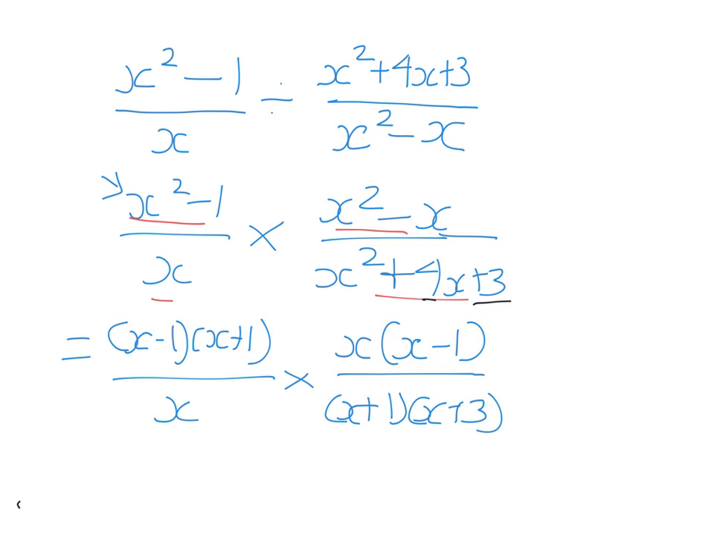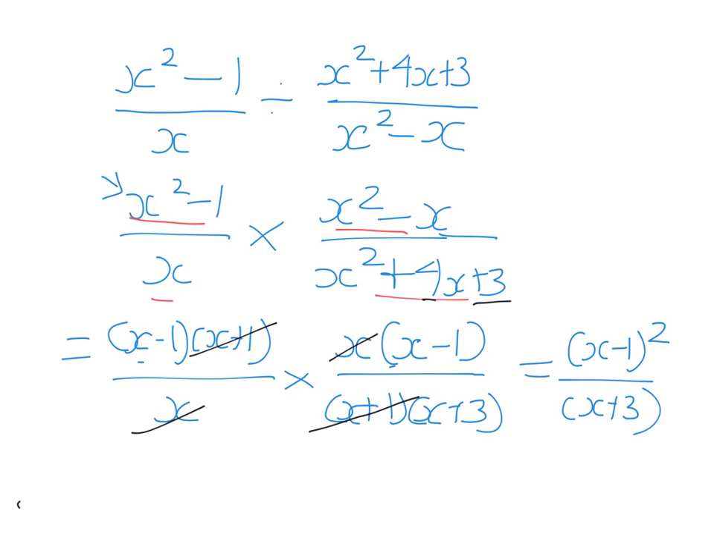So I see that there is an x plus 1 that occurs on the top and the bottom, and it's being timesed, so I get rid of it. I can do the same for x. And this is a lot simpler now. So I can just write x minus 1 times x minus 1, which is just x minus 1 squared, all divided by x plus 3. Now this is actually as simple as I can get.